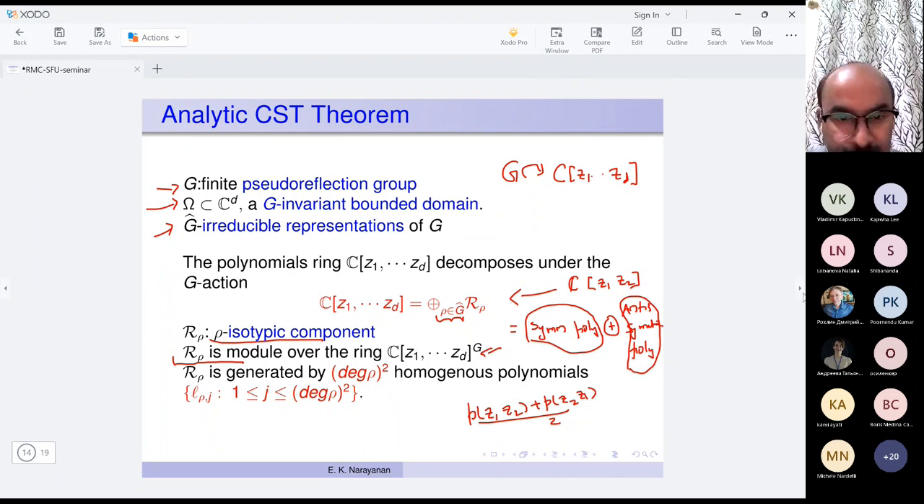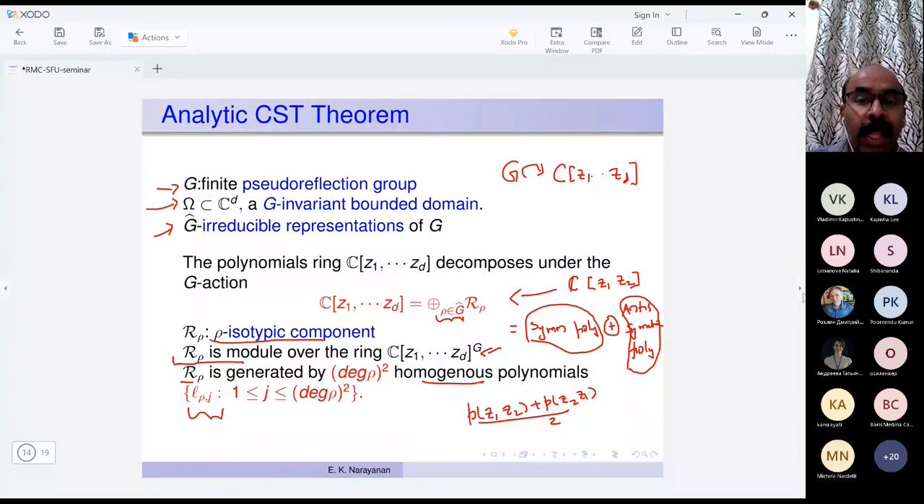The corresponding isotypic component. And what is known is that this R_rho, the corresponding rho isotypic component, is generated by certain homogeneous polynomials. We'll denote them by L_rho,j, and there are degree of rho squared many such polynomials. Again, the easy example is the symmetric polynomials and anti-symmetric polynomials. This is generated by the constant function 1, and this is generated by Z1 minus Z2.